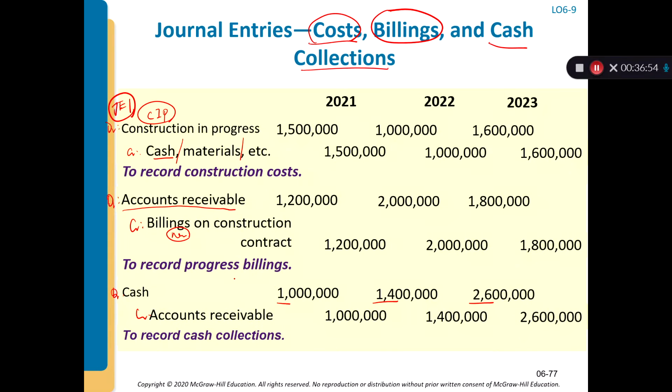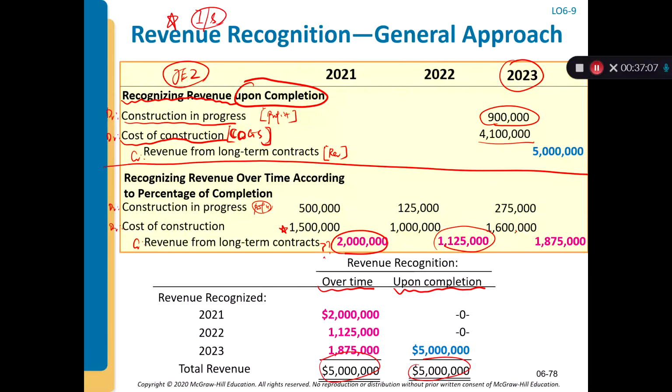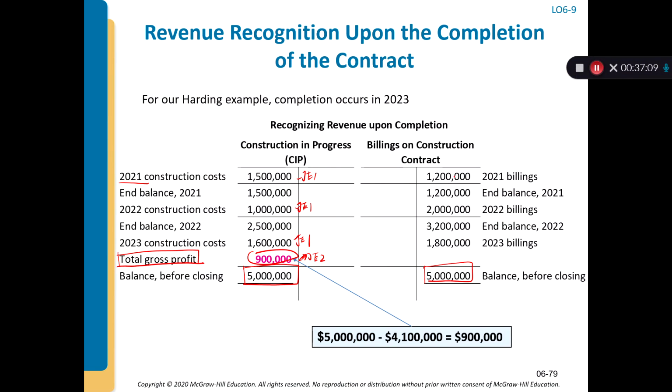We recorded the progress billing transaction, generating journal entry 3: debit accounts receivable, credit billing for 1.2, 2, and 1.8, right? So as you can see, it's a credit on this side. In other words, the CIP and the billing account are going to be cancelled out in the end. One has a debit side of 5 million and one has a credit side of 5 million.